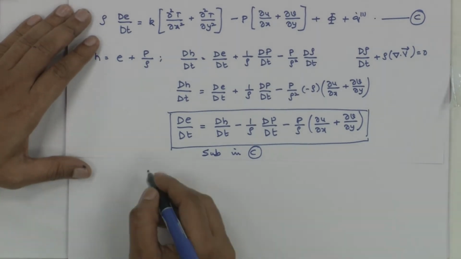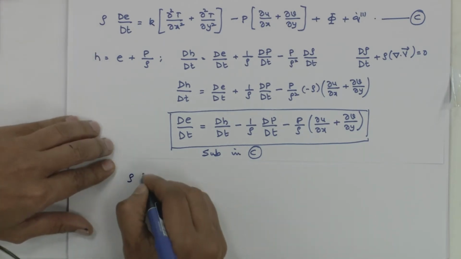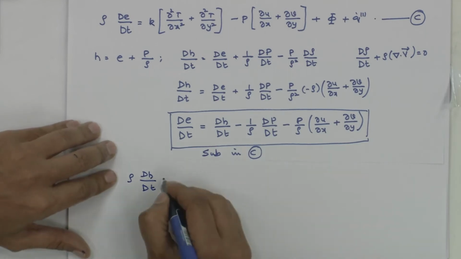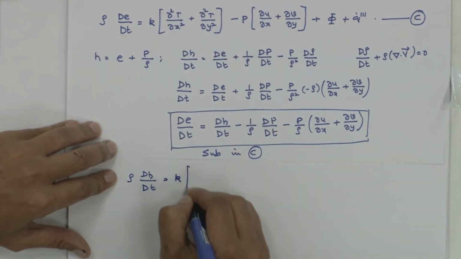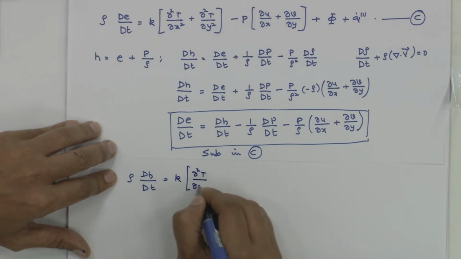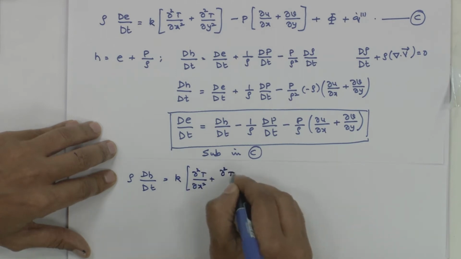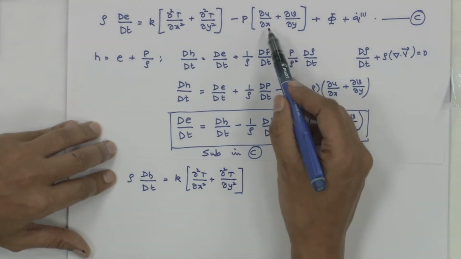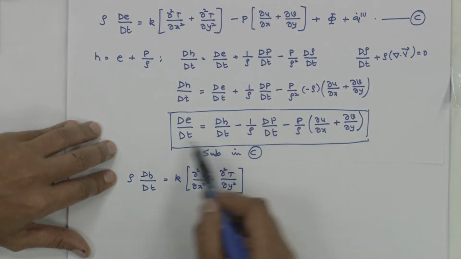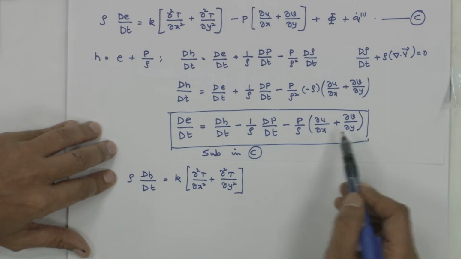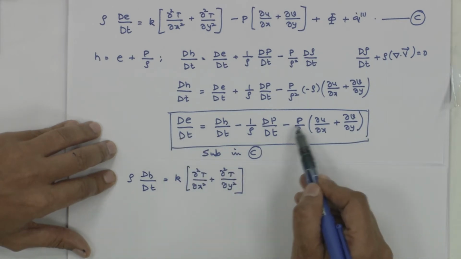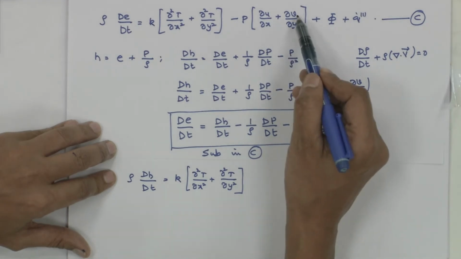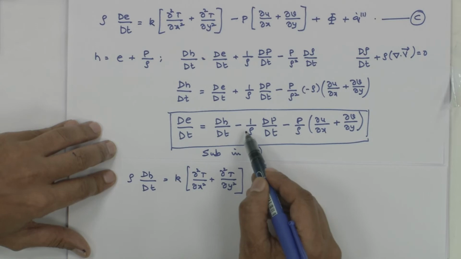I get rho dH by dt is equal to k del squared T by del x squared plus del squared T by del y squared. Now, you see this term and this term gets cancelled out. Remember, I am multiplying with rho. So, if I have multiplied with rho, I will have only minus P del U by del X plus del V by del Y, which will get cancelled out with this term.